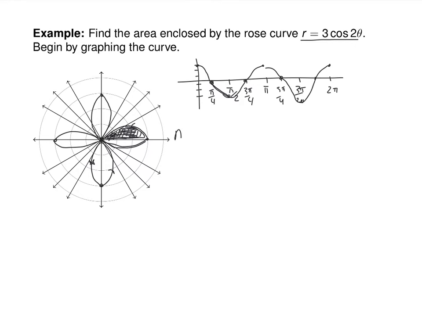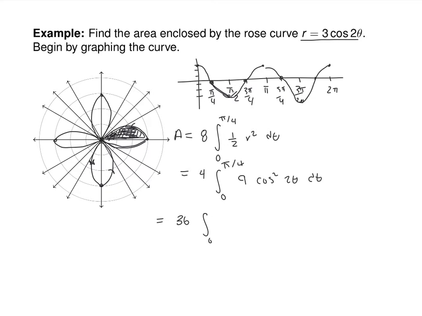So the total area could be given as 8 times the integral from 0 to pi quarters, 1/2 r squared d theta. Well, that 8 times 1/2 is 4. The r that we were given was 3 cosine of 2 theta. So that would be 9 cosine squared of 2 theta d theta, or 36 times the integral from 0 to pi quarters, cosine squared 2 theta.